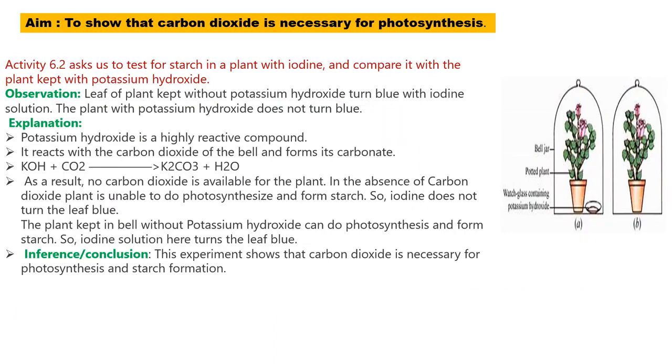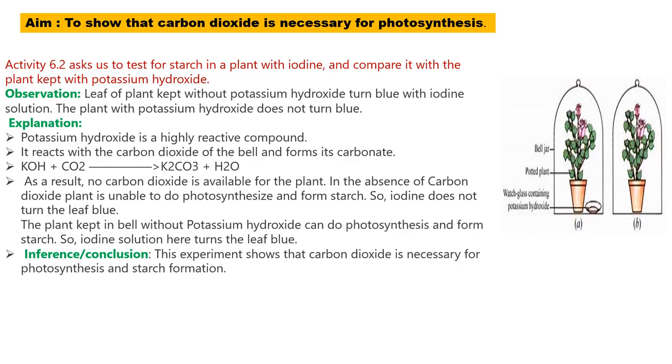Children, let's take the next activity. And the aim of this activity is to show that carbon dioxide is necessary for photosynthesis. Again, here also we have to take a destarched plant. That means you have to keep this plant for 3 days in a dark room, so that whatever starch has been produced in the plant is completely utilized by it.